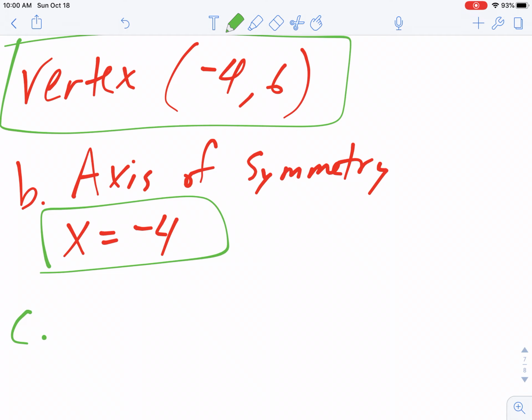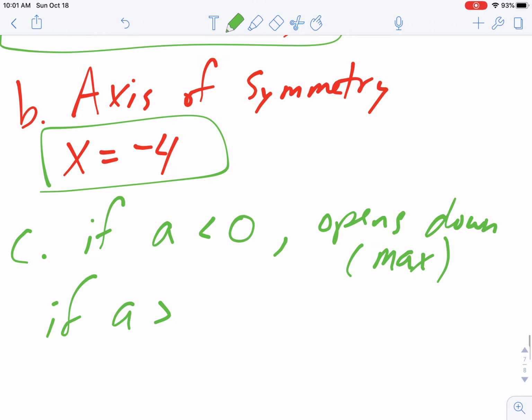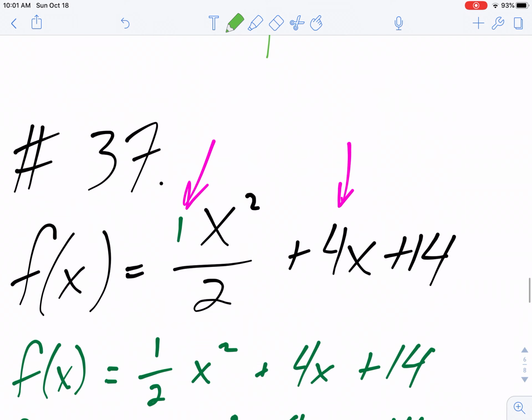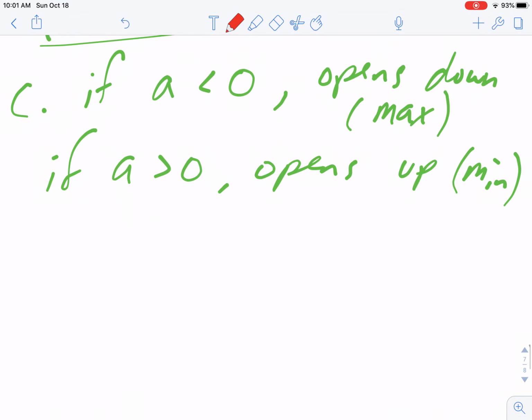Part C is going to ask you if it has a maximum or a minimum. Now, the definition is if a is less than 0, then it opens down, which means it has a max. If a is greater than 0, it opens up, which means it has a min. So we have to look back at our original. Remember, the value of a is the number that's in front of your x squared. So our value of a is 1/2. Well, that's positive.